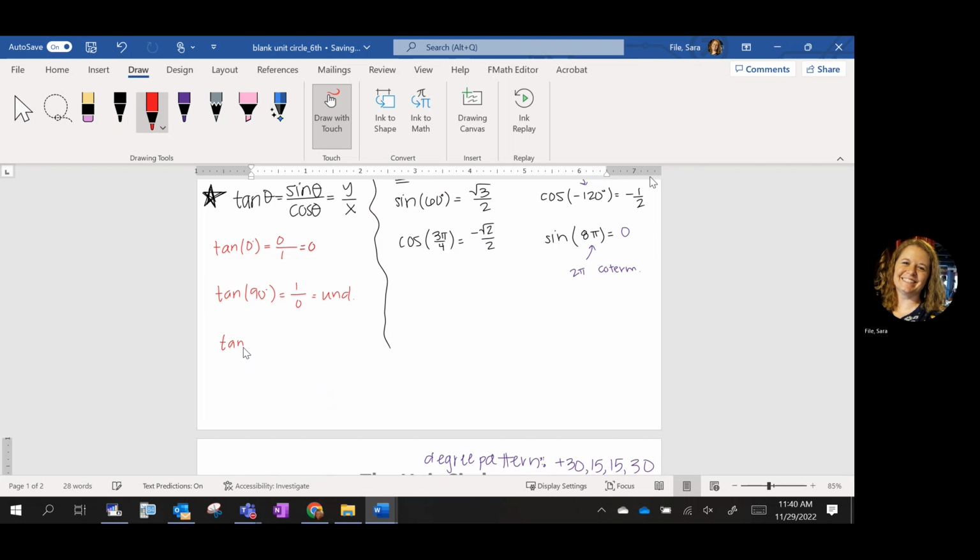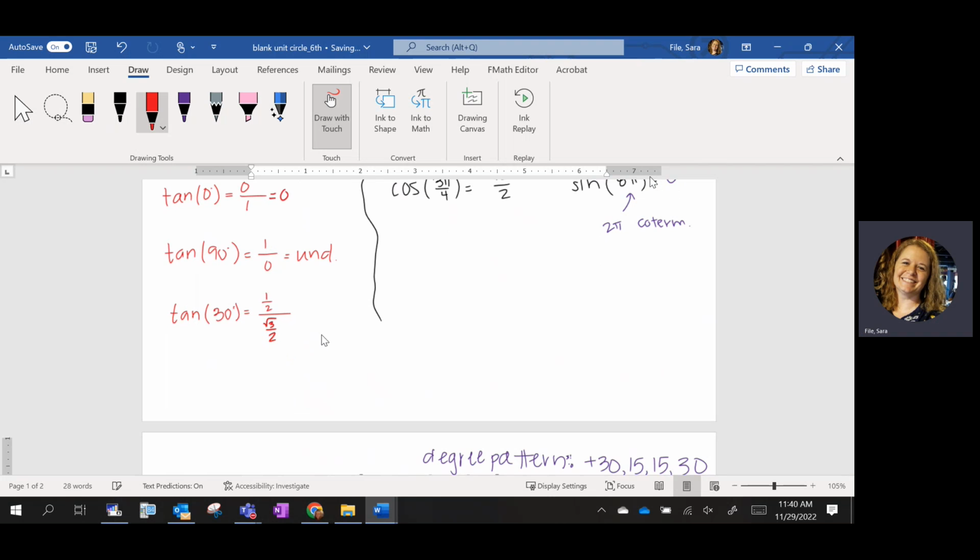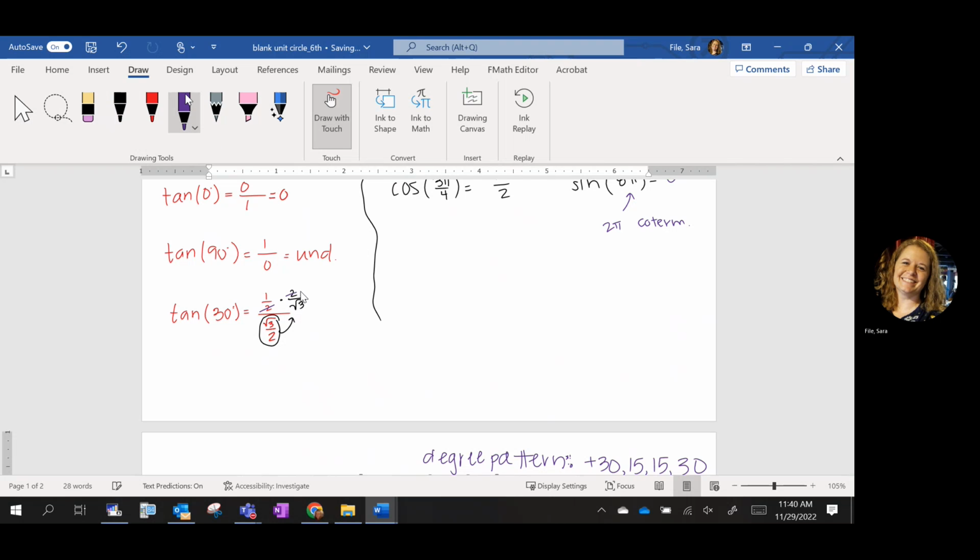Okay, so at 30 degrees, y divided by x, or sine divided by cosine. That's 1/2 over root 3 over 2, right? Y'all agree? What do we do when we divide fractions? Yeah, flip and multiply. Dividing fractions is easy as pie. Flip the second and multiply. So we're going to multiply by 2 over root 3. And what's going to happen to those 2's then? And so I have 1 over root 3.